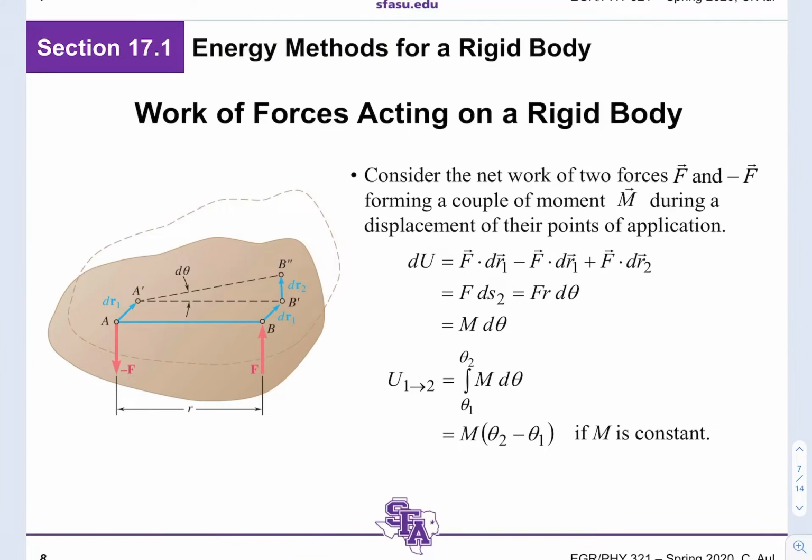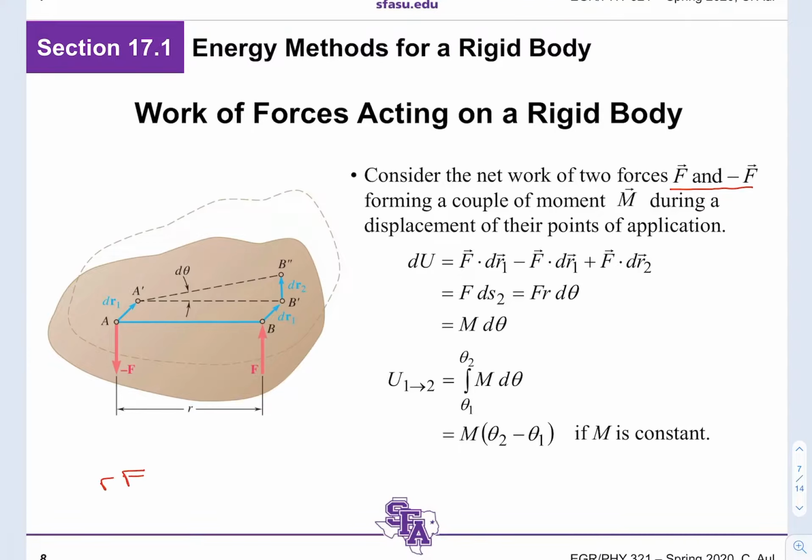Now we can treat motion of a rigid body as translating the body, but then what is the work done by any of the rotations that we might see of a specific body? In order to analyze the work of external forces acting on a rigid body that come from any kind of rotation, we can consider the net work of two forces, an F and a negative F. And these form a couple.